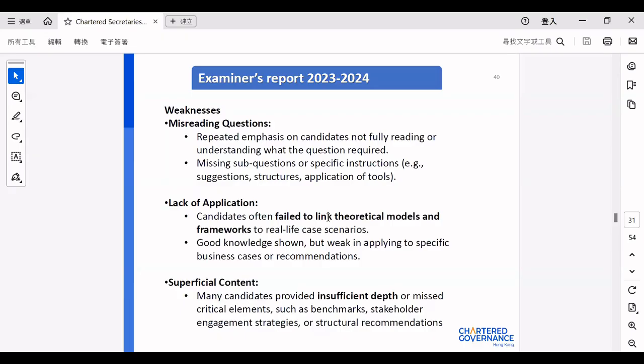Now, the second failure will be a lack of application. Right? They fail to link the theoretical models and the frameworks to the real life case scenario. And I think I have repeatedly said this before. You need to apply the models to the facts of the case. You have to link them together. You have plenty of time, 1.5 months, for you to analyze the case. And there's no reason why you could not apply it to the case.